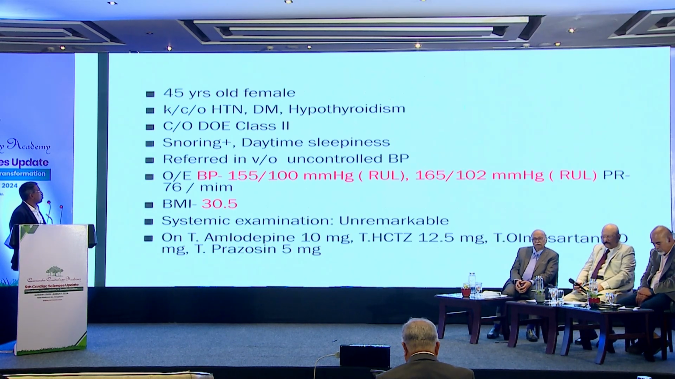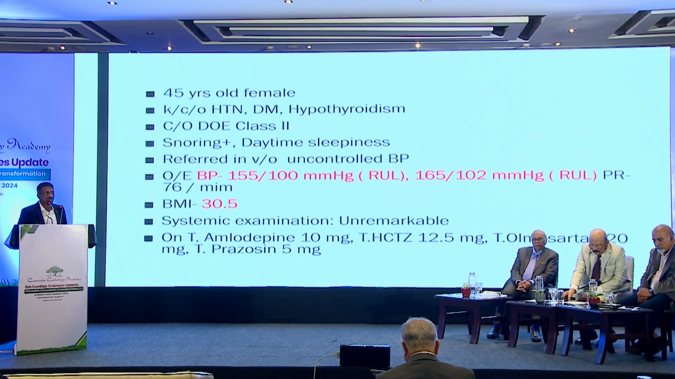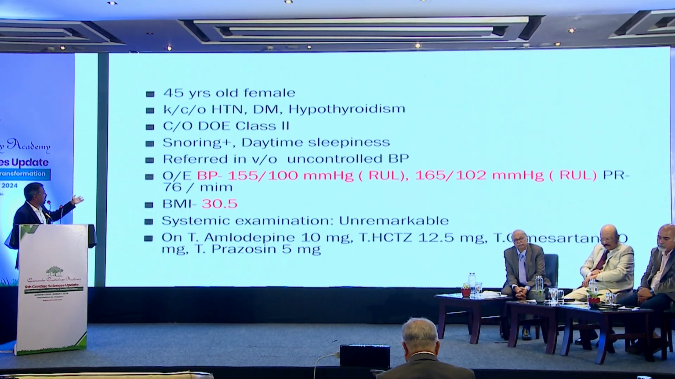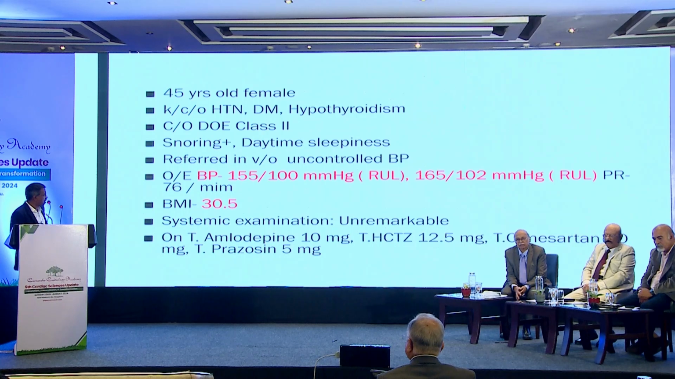So this is a 45-year-old female, known case of hypertension, diabetes, hypothyroidism, presented with dyspnea on exertion class 2. And she also had snoring, daytime sleepiness, and she was referred in view of uncontrolled blood pressure. The blood pressure was 155/100 millimeters of mercury. BMI was 30.5. Systemic examination was unremarkable.